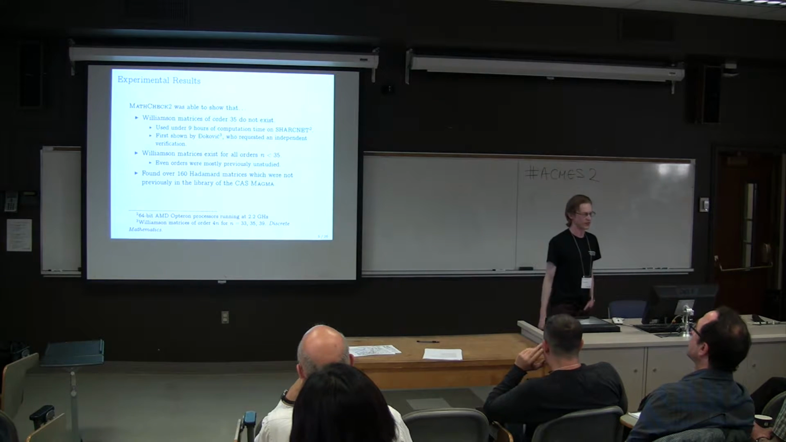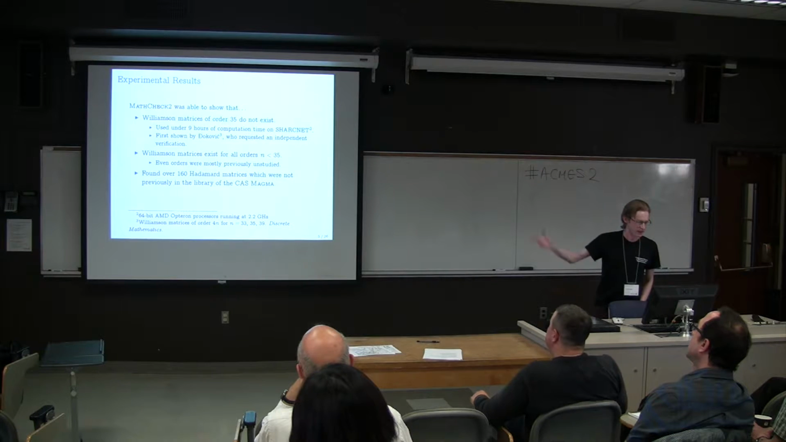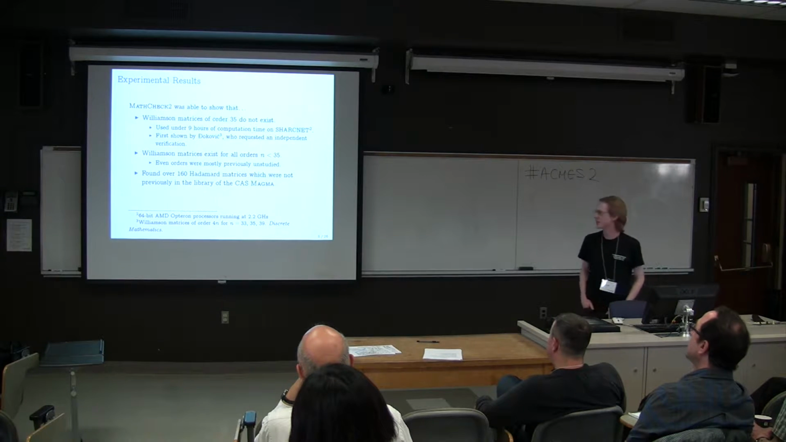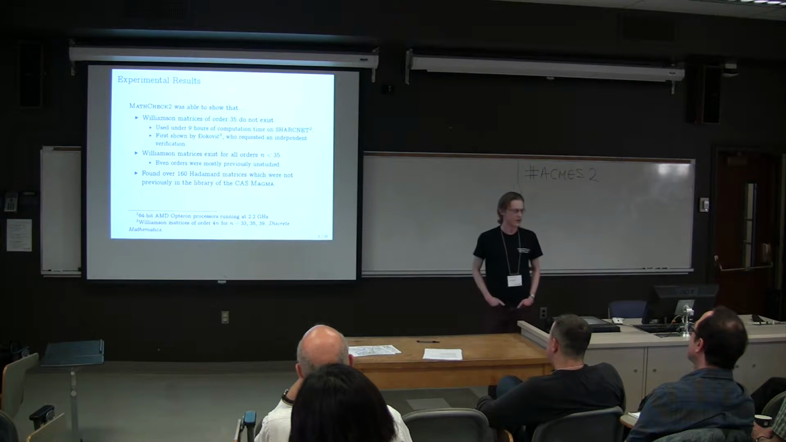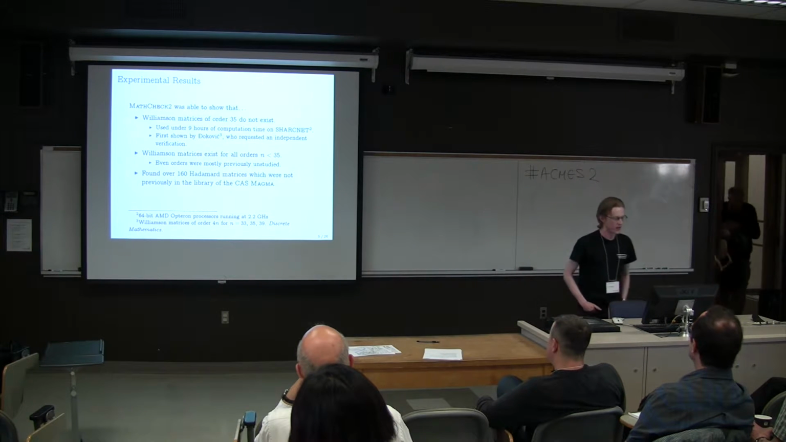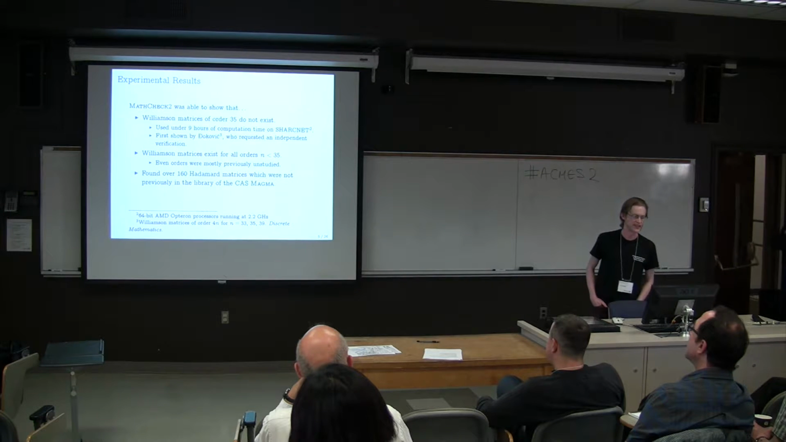Continuing with the theme of going over the conclusions before the talk, this is the advertising of what we've done so far. I'll define these things as we go, but Williamson matrices were used to construct Hadamard matrices, and it was shown by the mathematician Djokovic that they don't exist in order 35.